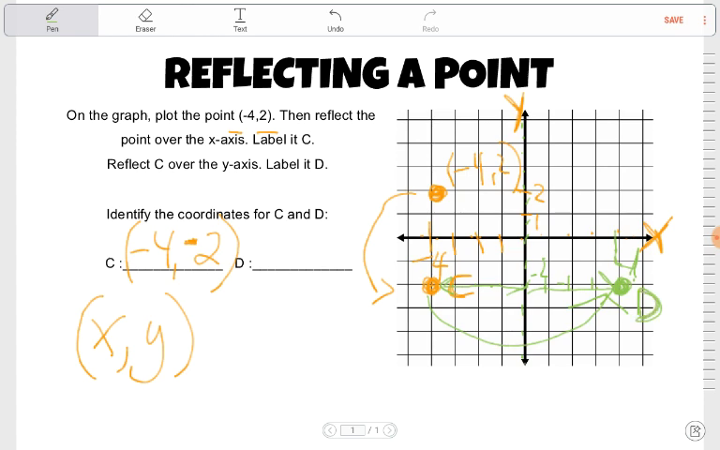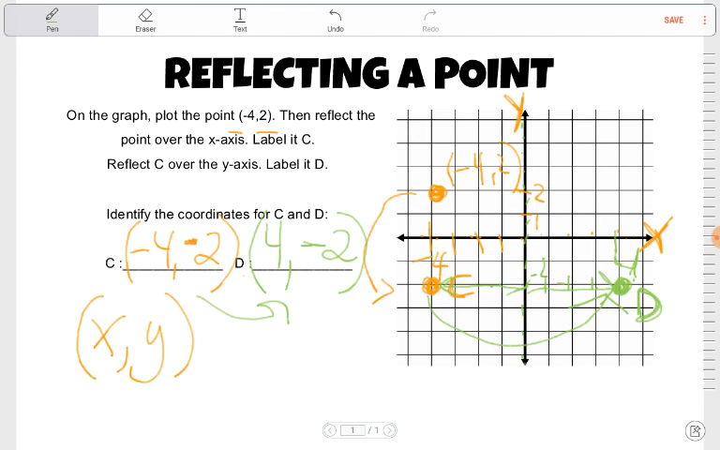And our coordinates for it, now on the x-axis, we are at +4. And on the y-axis, we are still there at -2. So what's true about C is that our x stayed the same and our y value changed. What's true about D from C is that our y value stayed the same and our x value changed.